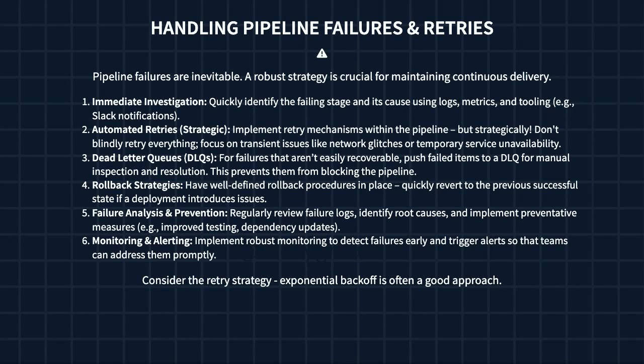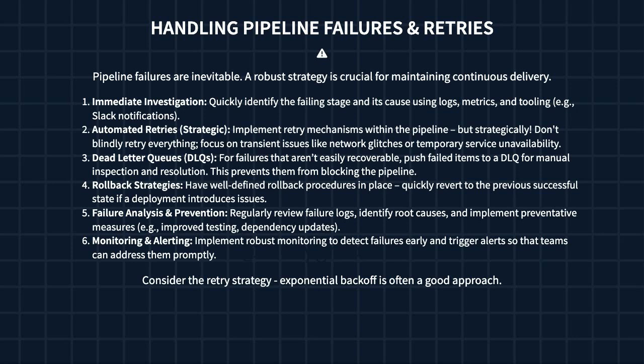Okay, let's talk about what happens when your CI/CD pipeline throws an error. It's totally normal, things break. The first step is always to figure out exactly why it failed. Use your logs and monitoring tools to pinpoint the problem stage quickly. Then think about retries. Automated retries can handle some temporary glitches, like a network hiccup. But don't retry everything, only those issues that are likely to resolve themselves.